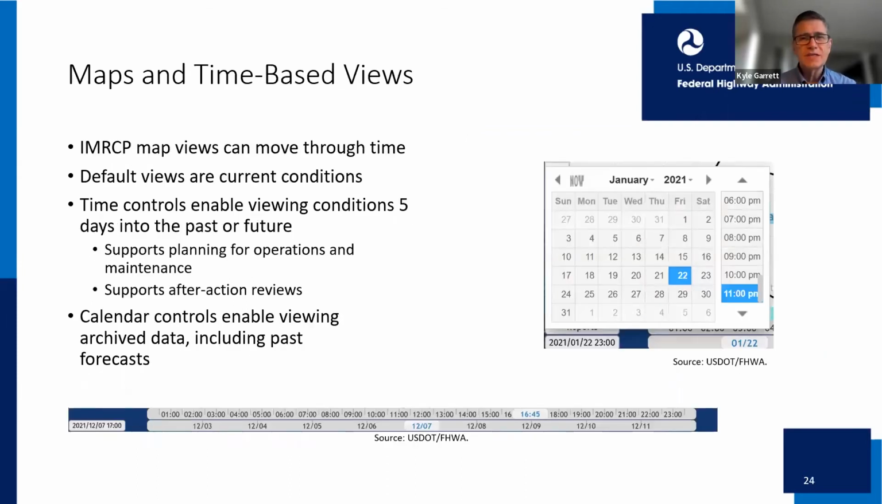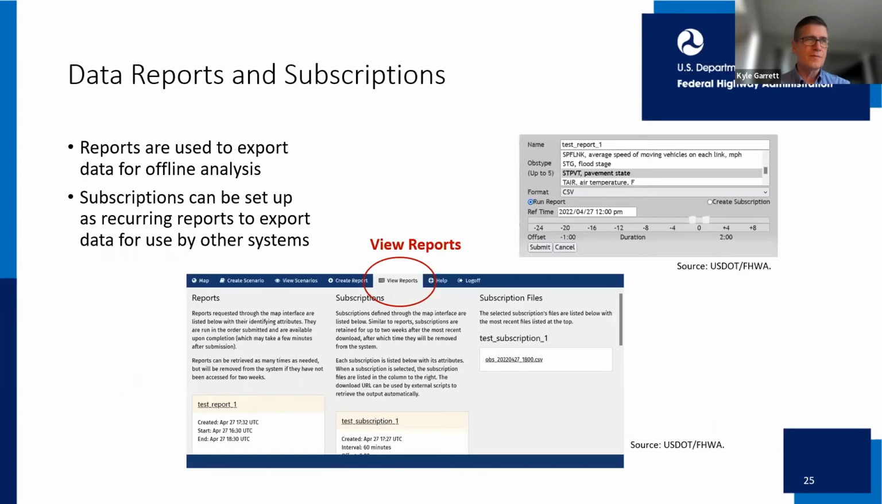I mentioned time-based viewing of the data. This is perhaps one of the more powerful features of the system. You can travel in time, if you will, using these controls. By default, it's always going to come up with current conditions, but you can view conditions 5 days into the future and 5 days into the past. That supports planning if you're looking into the future and after action reviews if you're looking into the past. And of course, it has very typical little calendar and time controls for doing all of that. Next slide, please.